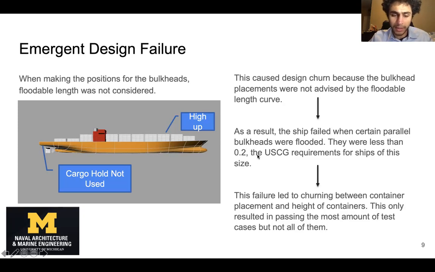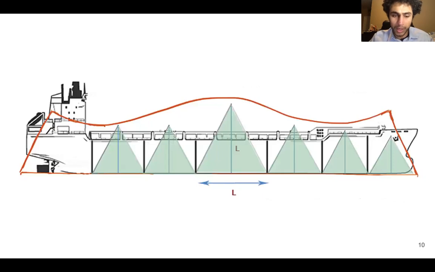So as I was saying, the failure led to a design churn between these two configurations, and it's because I didn't integrate the floodable length curve. So just to describe the floodable length curve a little bit, this curve indicates, given a certain displacement, how much of the hull can flood for each point before getting over this margin line.